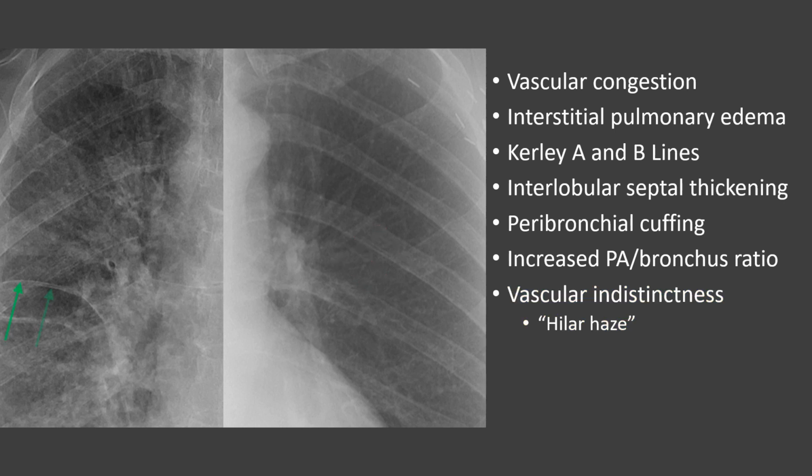In addition, we can see that there is thickening of the minor fissure. So here's the minor fissure there. This is what we say is fissural thickening, another sign of interstitial edema. Fluid is leaking out into the lung interstitium, lymphatics are picking it up, and they're draining it out into the pleural space. So we start to see fissural thickening. So this is the thickening of the minor fissure, another sign of interstitial edema.